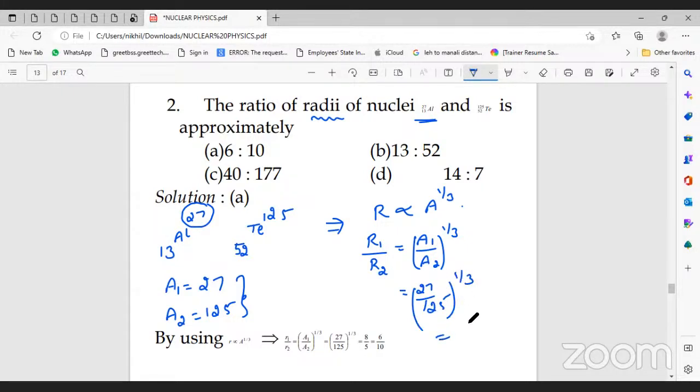What is the cube root of 27? You know that the cube root of 27 is 3. Cube root of 125 is 5. So what is the radius ratio, R1 by R2? 3:5. 3 by 5 can also be taken as 6 by 10, no? Multiply and divide by 2. So you are going to get approximately option A, 6:10. This 6:10 can also be taken as 3:5.